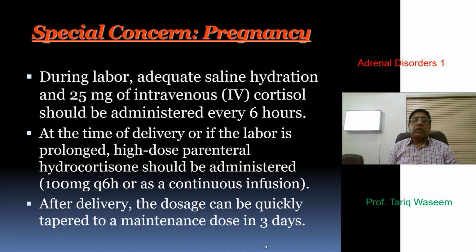During labor, again, the patient should be adequately hydrated. Cortisol should be administered every 6 hours, and at the time of delivery, if labor is prolonged, parenteral hydrocortisone of around 100 milligrams every 6 hours may be given, or it may be given as a continuous infusion. And after the delivery, this dose can be quickly tapered back to the maintenance dosage over 3 days.